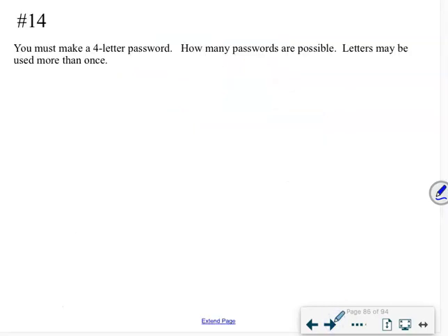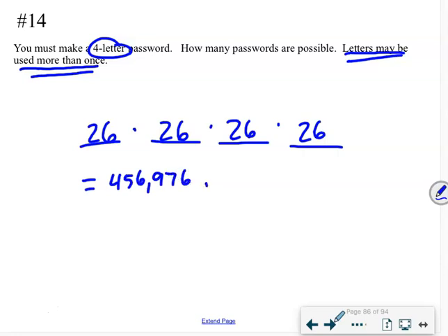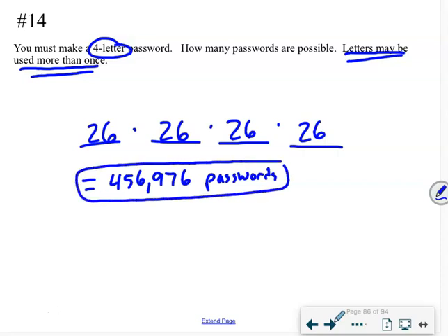Number 14, you have to make a 4-letter password. 4 blanks. How many passwords are possible? Letters may be used more than once. We can repeat. So we have 4 letters in a row. There are 26 possible letters to choose from in the alphabet. We can repeat, so A would be an acceptable password in this scenario. So right now we have 456,976 passwords. If you can repeat the letters, and it's a 4-letter password.